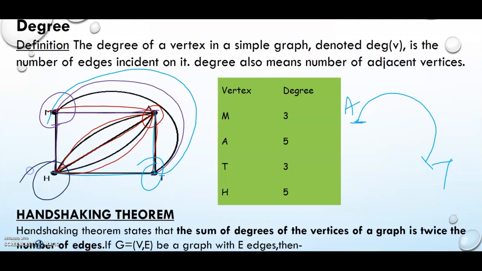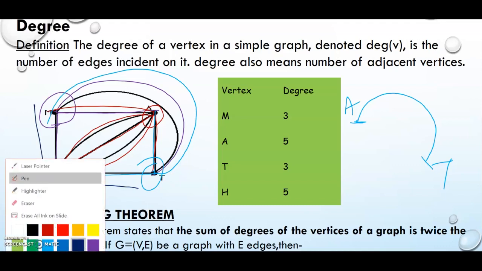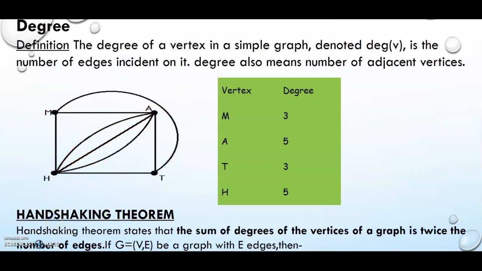So H is connected by H to M, H to T, and then 3 more lines from H to A. H to A is 1 straight line and 2 parallel lines are there. So 1, 2, 3, 4 and 5. So you have got all the vertices, and we have found out the degrees for all the vertices.